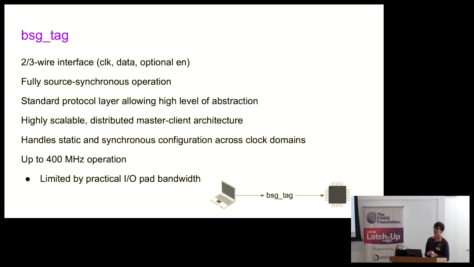So this is BSG tag as our solution to these problems. It's a 2 to 3 wire interface with a clock, data, and optional enable, fully source synchronous, and it has a standard protocol layer which allows you to have this high level of abstraction that's missing in other protocols. Highly scalable distributed master client architecture, and it handles both static and synchronous configuration across all clock domains in your system. We've taped out with BSG tag running up to 400 megahertz, which is about when you run into LVCMOS problems. If you have a higher performance I/O, there's no practical limit to how fast it could be.